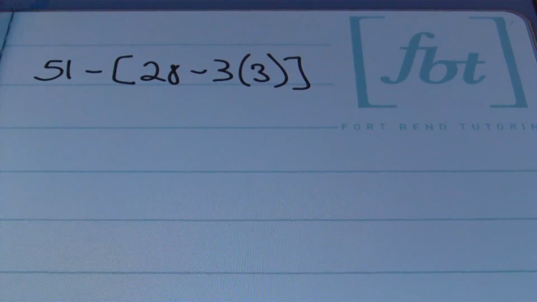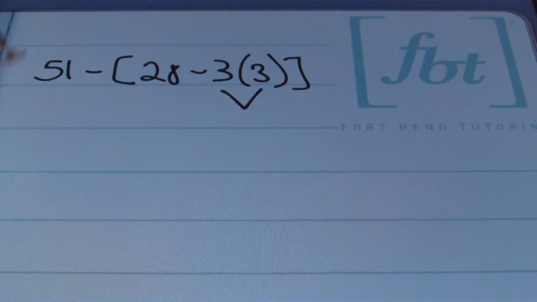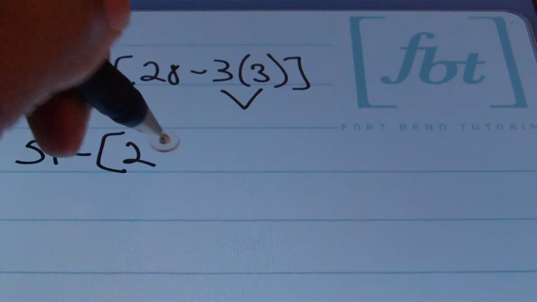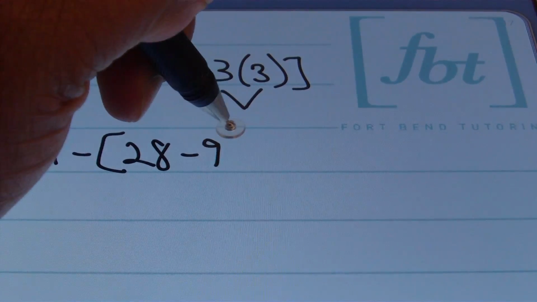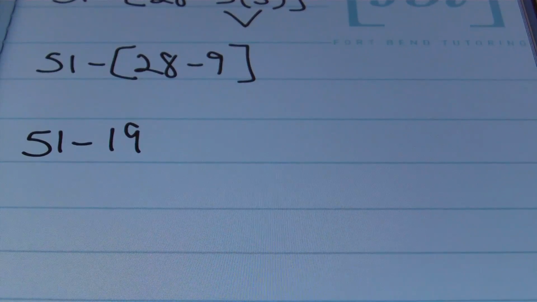So now inside the brackets, we'll be multiplying negative 3 times 3. So I have 51 minus the quantity of 28 minus 9, just like that. And inside of those brackets, we'll subtract. We'll have 51 minus 19 now. And finally, subtracting 51 minus 19, what does that give us?